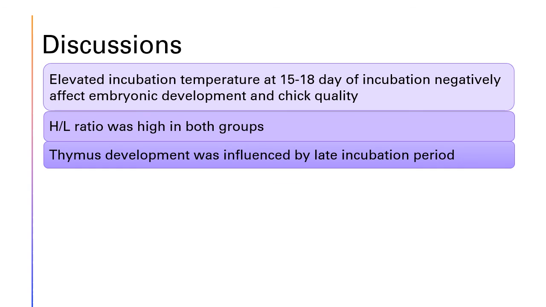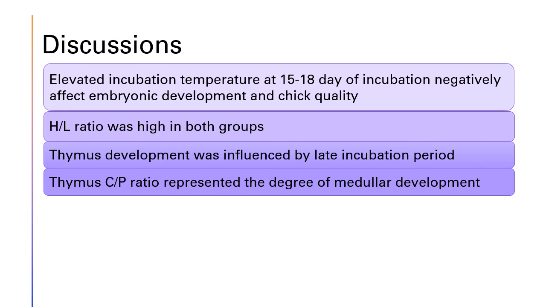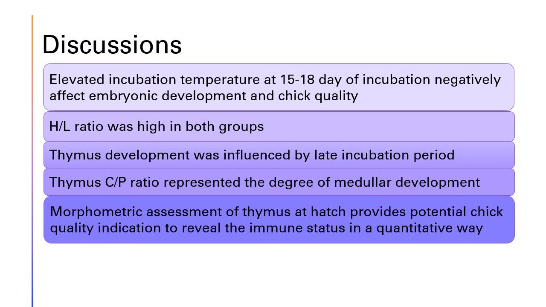Thymus development was influenced by the condition of late incubation. However, there could have been an additional factor, as the heat-treated group possesses a bigger thymus than control. Thymus CP ratio measured by ImageJ represents the degree of medulla development at hatch. This morphometric assessment provides a potential chick quality indication to reveal the immune status in a quantitative way.